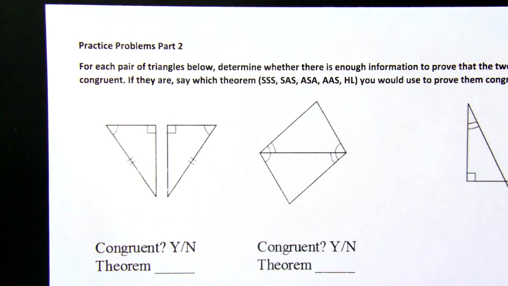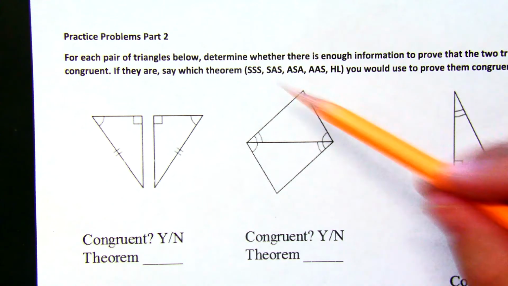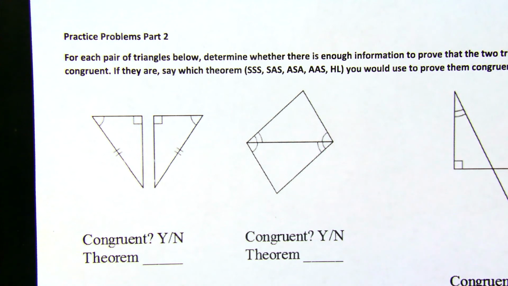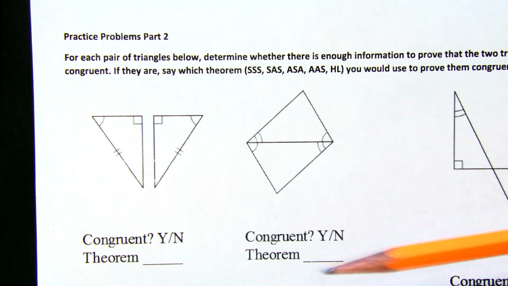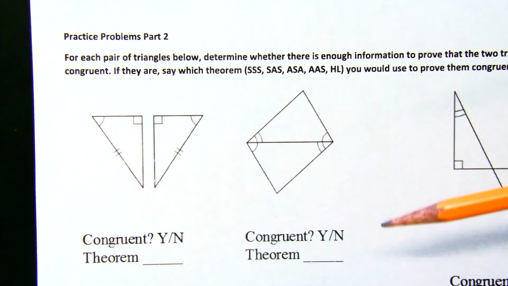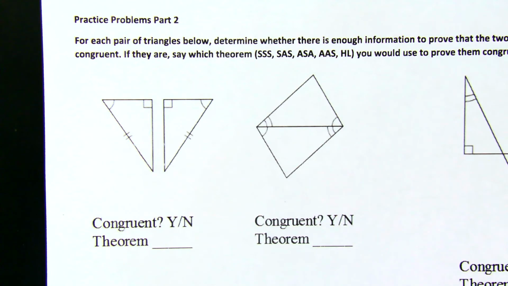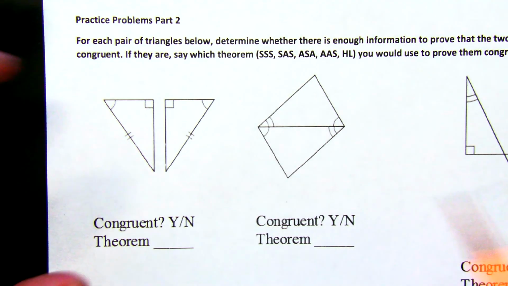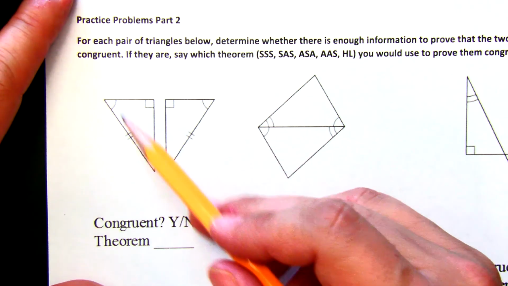Okay, so this is the practice problems that have all the theorems in each. Now, in this case, we're not going to complete the congruence statement, but we are going to have to determine whether they're congruent. Some of these may not actually be congruent. So we're going to have to go through and check it and then say what theorem we use if they're congruent. First one.